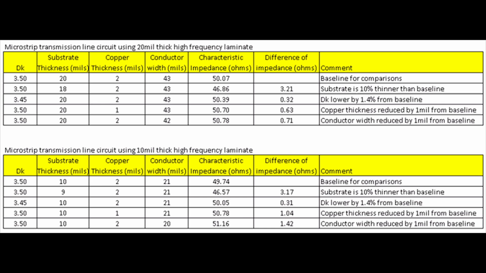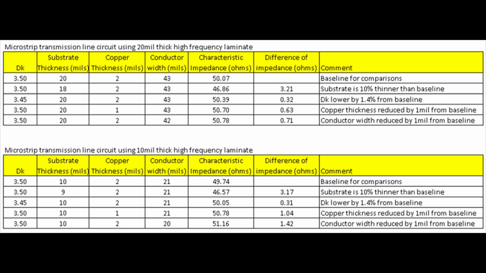And you can see there's a variety of different parameters being looked at. The first row on each one of these tables is the baseline, and that gives the substrate thickness, copper thickness, conductor width, and characteristic impedance. And then after that I change one variable and I see what kind of difference there is in impedance. And you can see that the outstanding variable that has the biggest impact anyway is the substrate thickness itself, and that's regardless of whether it's a thin or thick circuit.